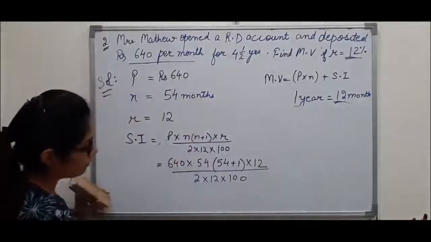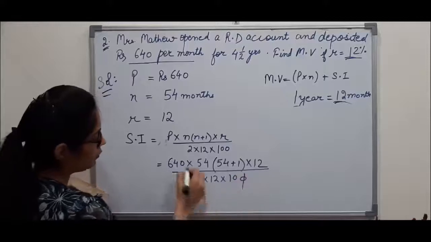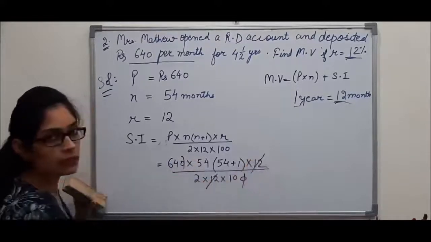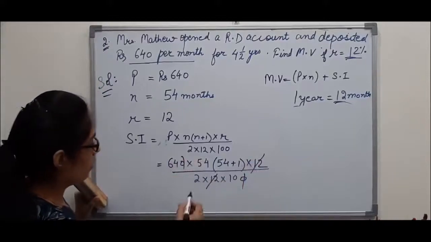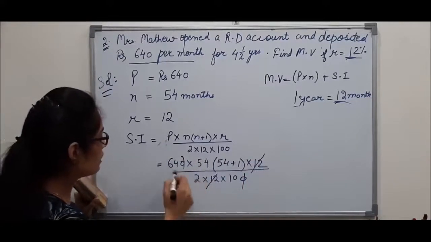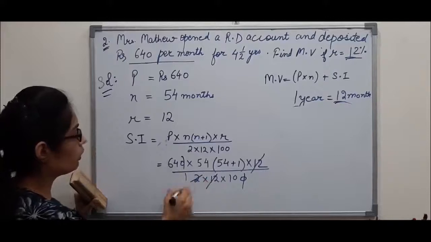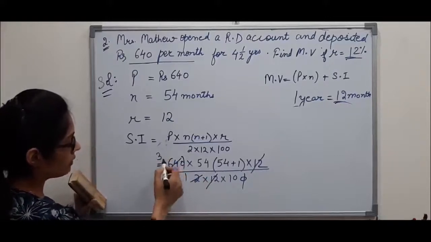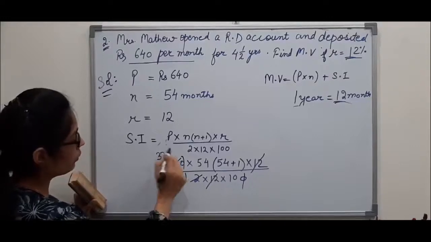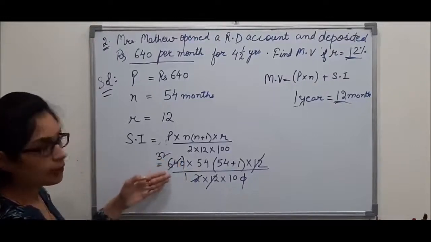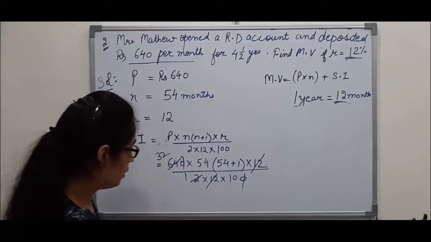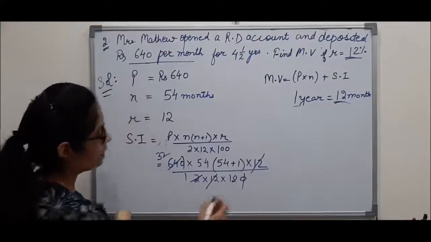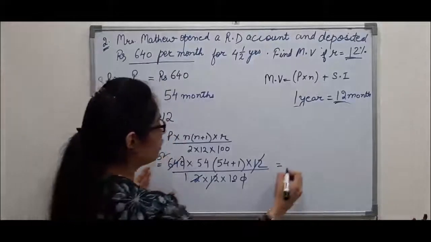So we will try to simplify it. This 0 will get cancelled with this 0. This 12 will get cancelled with this 12. And cancellation of 64 is possible with 2. 2 into 1 is 2, 2 into 3 is 6, 2 into 32 is 64. So in the denominator only one 10 is there. So let's write it down, then we'll see what to do.